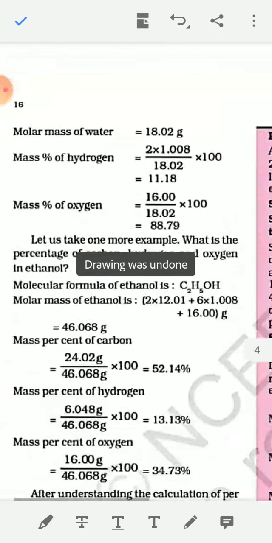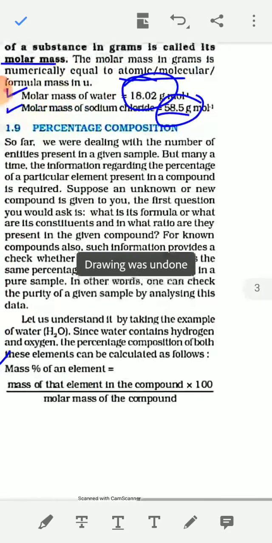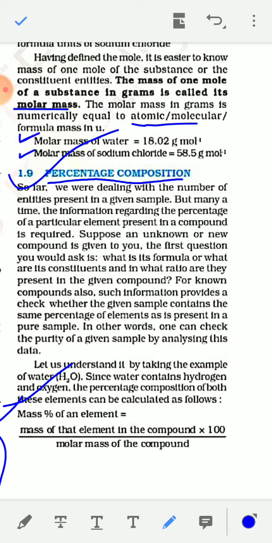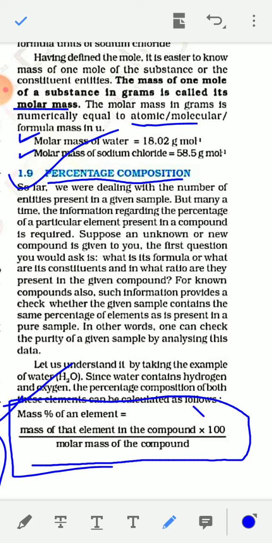Now see calculation of percentage composition. How to calculate percentage composition? Percentage composition of an element in a compound is equal to mass of that element in the compound into 100 divided by molar mass of the entire compound. Using this formula you can calculate the mass percentage of different elements present in a compound.